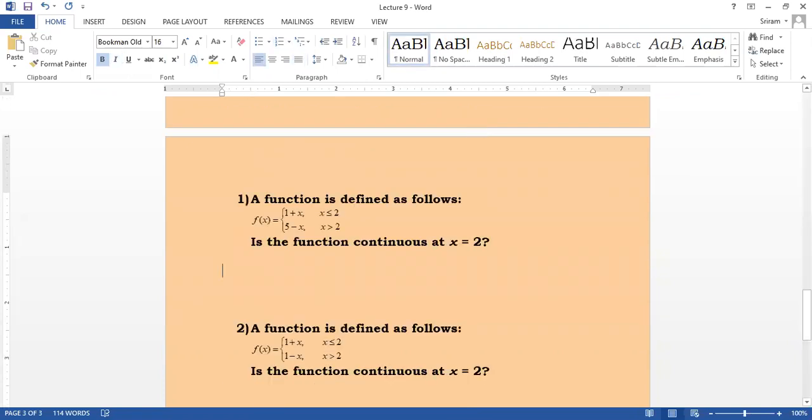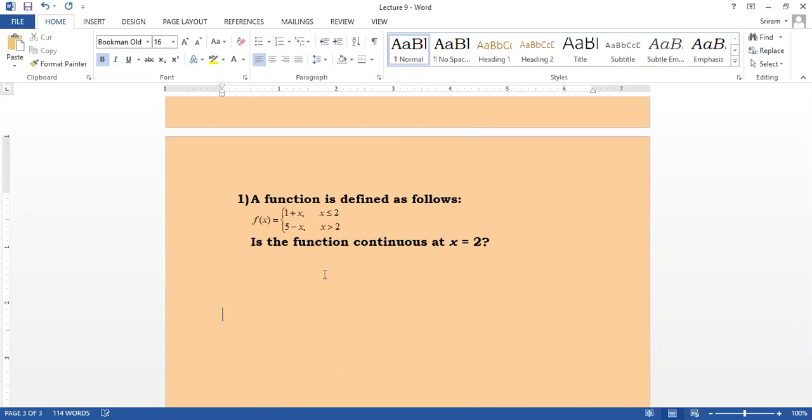f(x) is equal to 1 plus x for x less than or equal to 2. f(x) is equal to 5 minus x for all the values of x greater than 2. Now the question is: is the function continuous at x equal to 2? We are going to find whether the function is continuous at x equal to 2. What we have to do is find the left limit and the right limit.